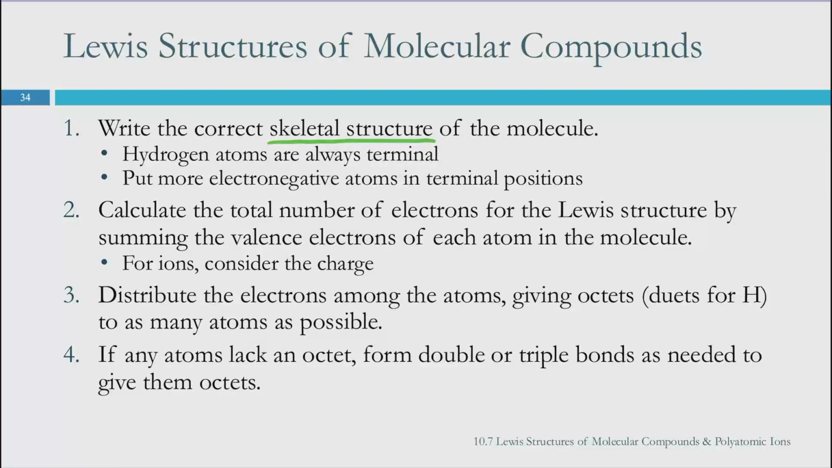So for our skeletal structure, just the atoms. We're just figuring out where do all the atoms go if we can tell. Sometimes we won't be able to tell. We'll learn some tools for being able to figure out the correct orientation. But we've got some general rules. Hydrogen atoms are always going to be terminal. Terminal means that they are at the end.